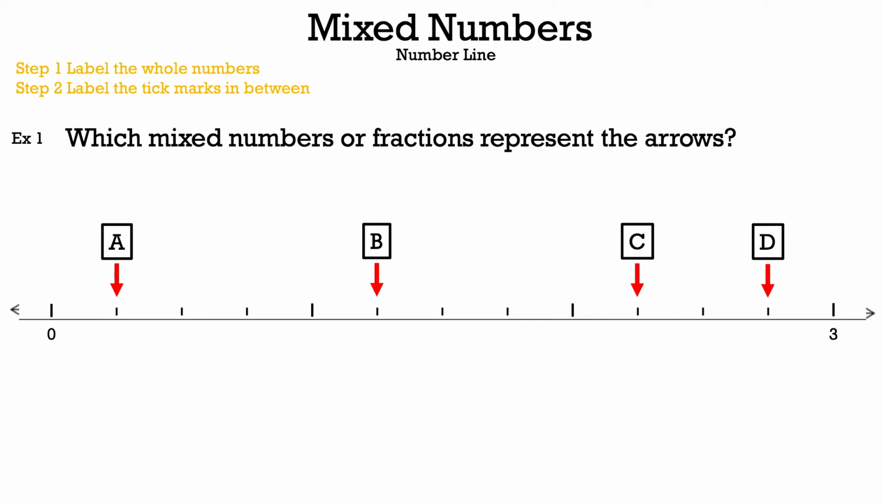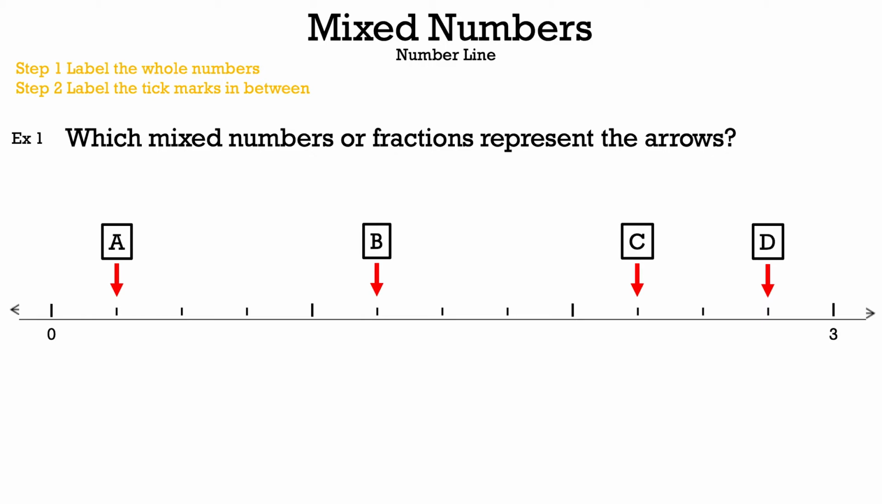So let's take a look on how to put mixed numbers on the number line. So let's take a look at the steps. Step 1, label the whole numbers. Step 2, label the tick marks in between. So in order to do that, let's read the question. Which mixed numbers or fractions represent the arrows?